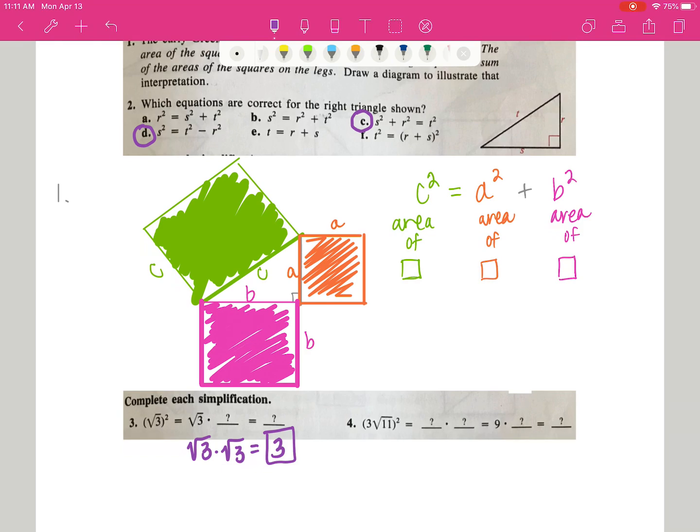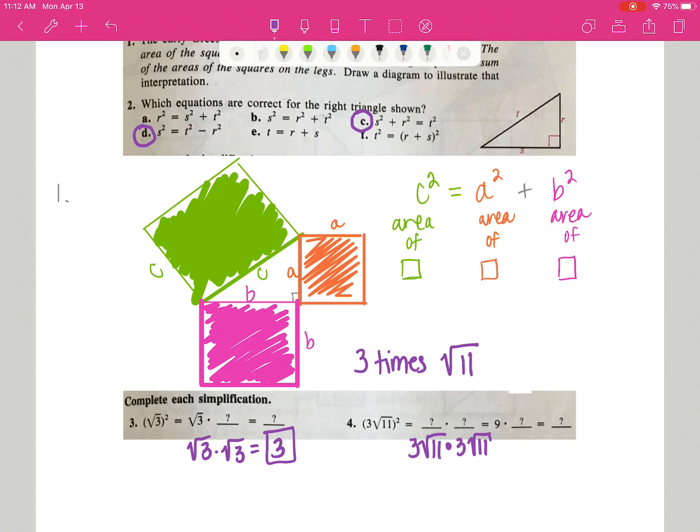And number 4, 3 times the square root of 11. This is an important one that students overlook, and then when they get to a test or they have to use this skill, they don't know what to do. 3 times the square root of 11 squared is 3 times the square root of 11. I'm not going to put that in parentheses. Times 3 times the square root of 11. Some students will recite that as 3 root 11. It's not 3 root 11. It's 3 times the square root of 11.